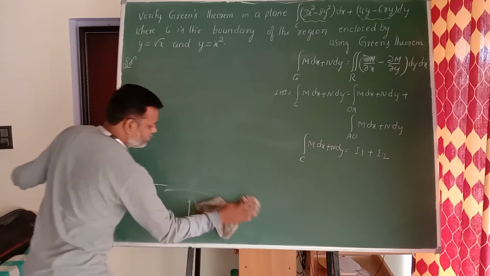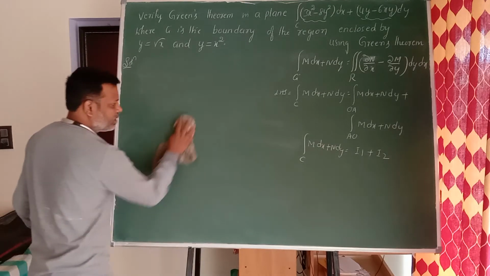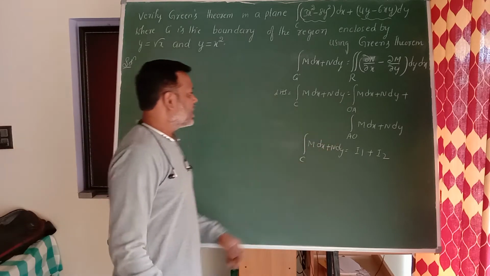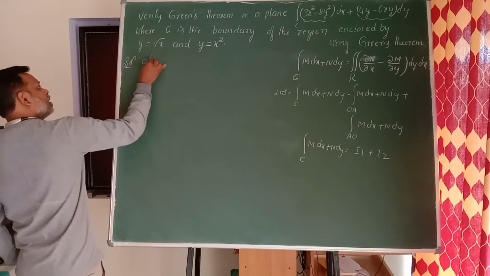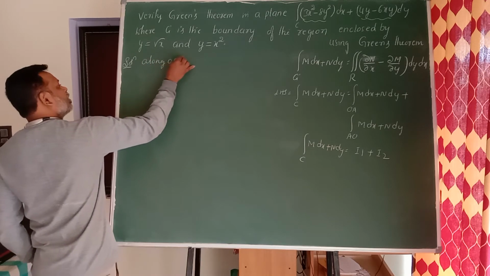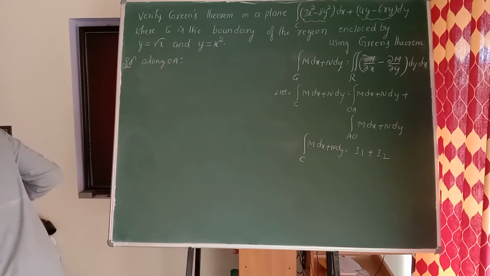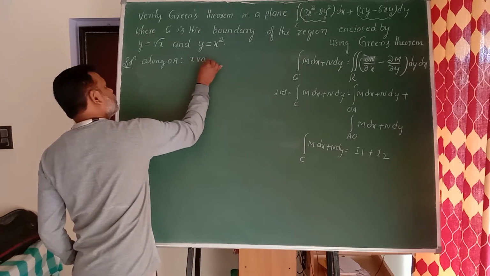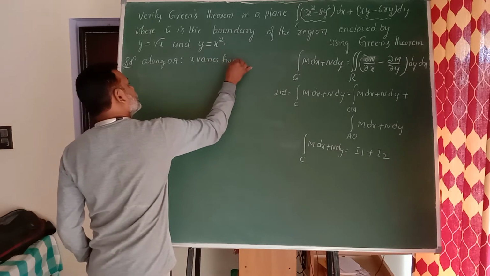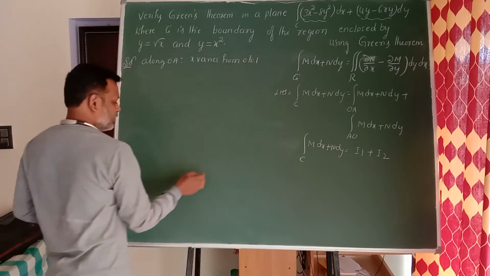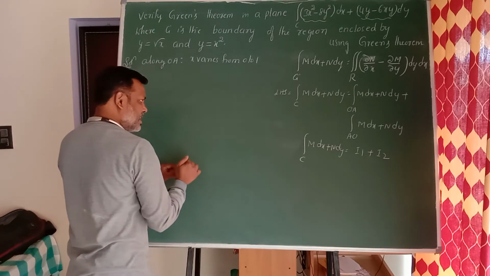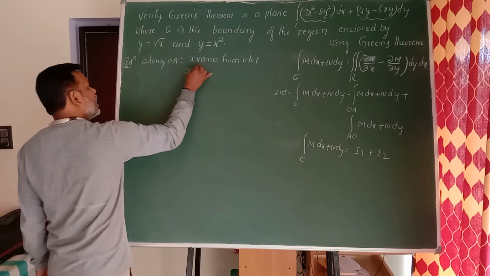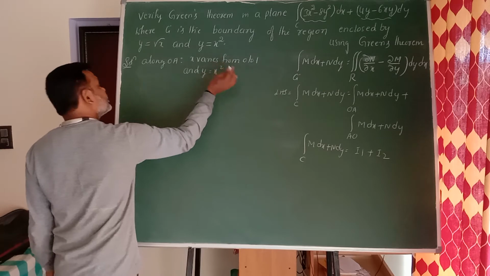Now have a look at this. This is very simple. I1 is along OA. Look at the figure written on the board. Along OA, x varies from 0 to 1, that is, from (0, 0) to (1, 1). And y is equal to x square, which is the upper curve.